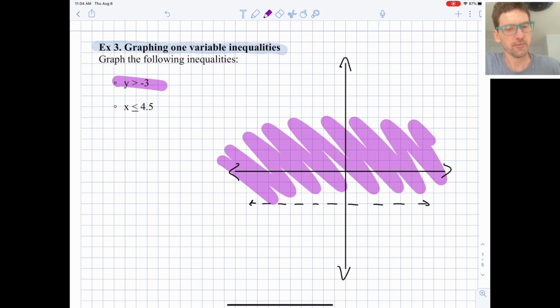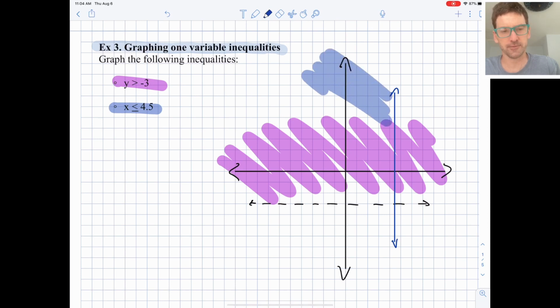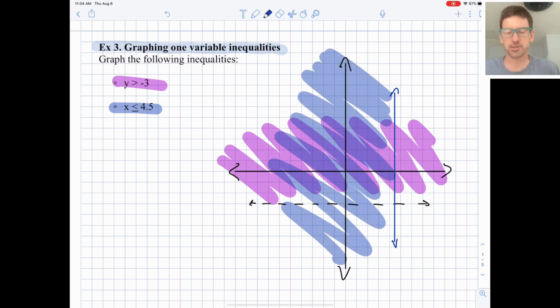Okay. For the second equation, we'll do it in blue. x is less than or equal to 4.5. So we are just going to graph this vertical line at 4.5 and then shade everything to the left of that. Okay. So I didn't model plugging in the origin, plugging in 0, 0 to see if that point checks out or not. But if you have a horizontal line or a vertical line, it's easiest just to look at the direction of the sign, a greater than or a less than sign.